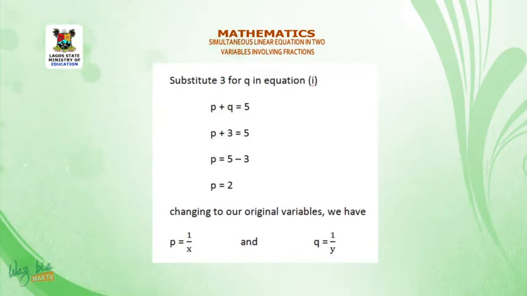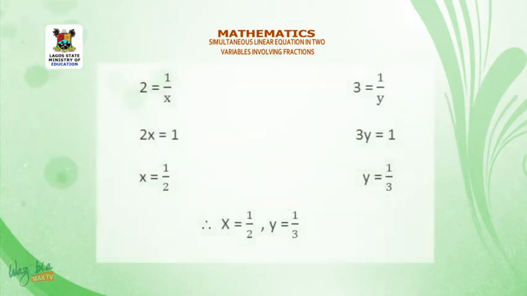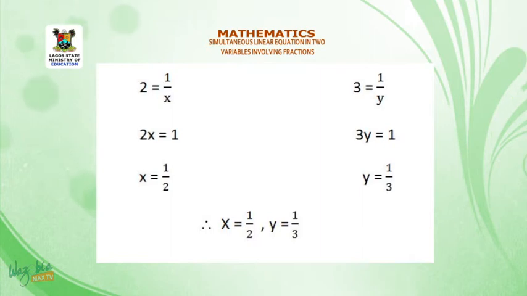Changing to our original variables, we have P is equal to 1 over x, 2 is equal to 1 over x, 2x is equal to 1, x is equal to 1 over 2, and Q is equal to 1 over y, 3 is equal to 1 over y, 3y is equal to 1. y is equal to 1 over 3. Therefore, x is equal to 1 over 2. y is equal to 1 over 3.